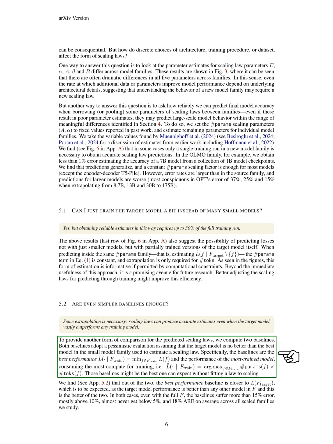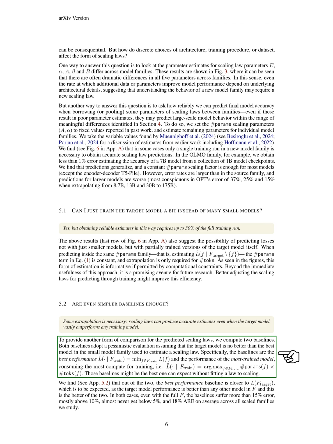We also establish two baselines for comparison with our predicted scaling laws. These baselines assume that the target model performs no better than the best model from the smaller family used for estimation. We find that the best performance baseline is closer to our predictions, as expected, since the target model generally outperforms others. However, both baselines show significant error rates, often exceeding 10%.